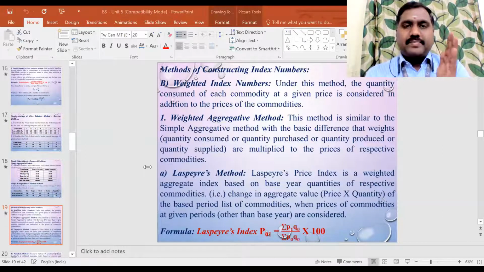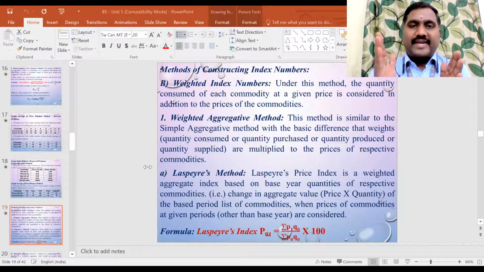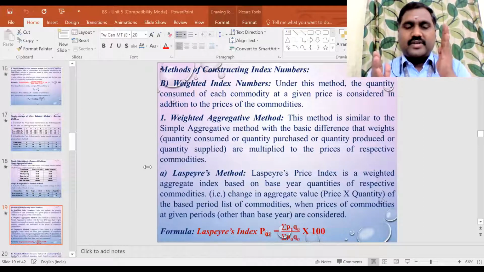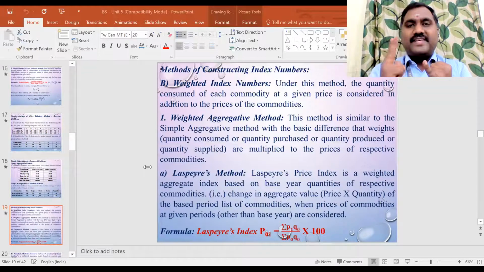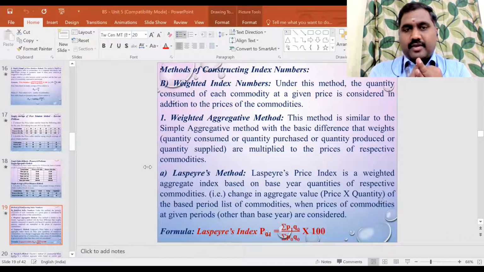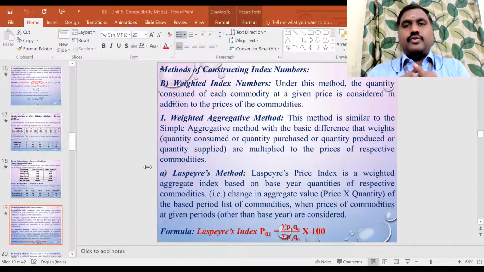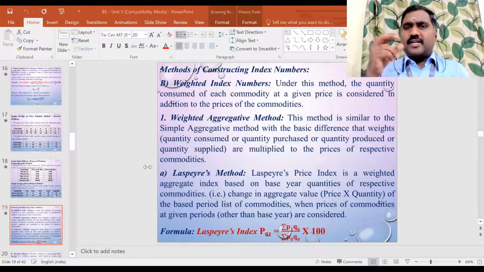One is simple index number, the second one is weighted index number, right? First one is simple, second one is weighted. In the simple index number, there are two methods: one is the simple aggregate method, the second one is the simple average of price relative method. Once again I'll repeat: in the simple index method, there are two methods. We already worked out the problems under the two methods.